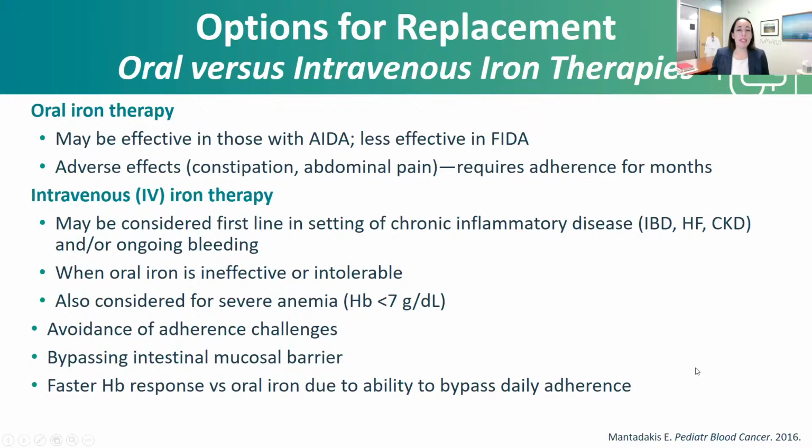Intravenous iron therapy can be considered first line in the setting of chronic inflammatory disease, like the ones we've mentioned: IBD, heart failure, chronic kidney disease, and in those patients who have ongoing bleeding, if oral iron is ineffective or intolerable, and in situations of severe anemia.